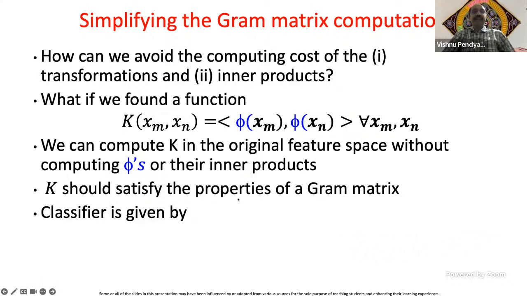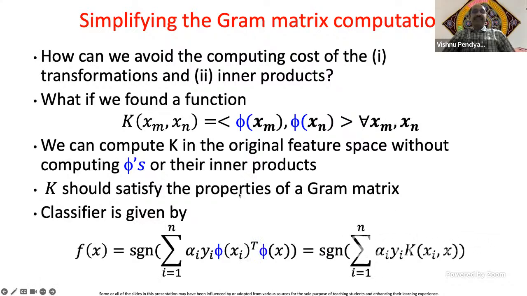And once you find k, classification is quite simple, right? Classification is basically computing the sign of the Lagrange multipliers multiplied by yi times the dot product in the transformed space, which is equal to the kernel function multiplied by the Lagrange multipliers multiplied by the actual classes.